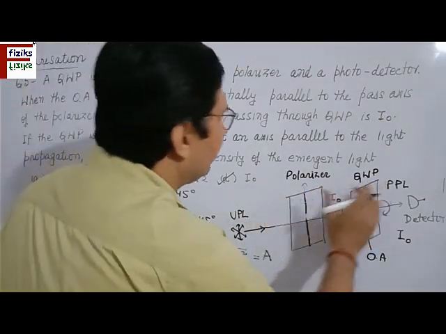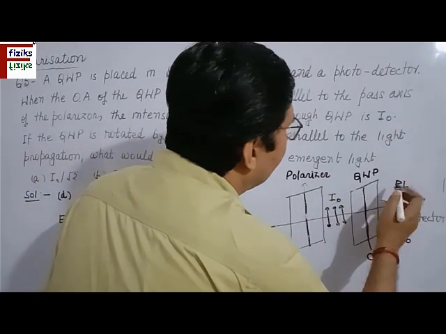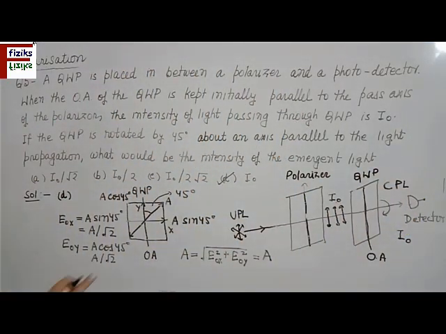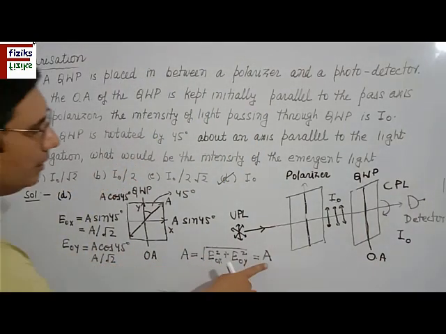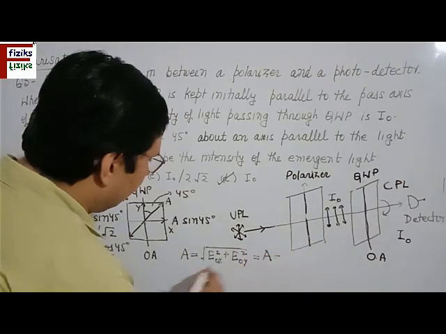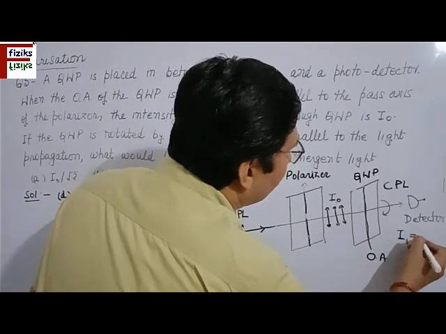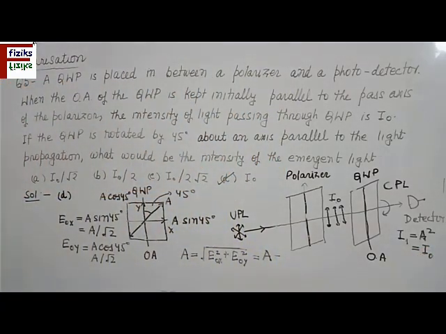Rather, in the second case, because the incident electric vector is making an angle of 45 degrees with respect to this quarter wave plate, on the emergent side we will have CPL, circularly polarized light, but its resultant amplitude will be A. Automatically the intensity on this side, suppose I1, will be A square, and it will remain the same I naught. So on the emergent side we are getting the same intensity.